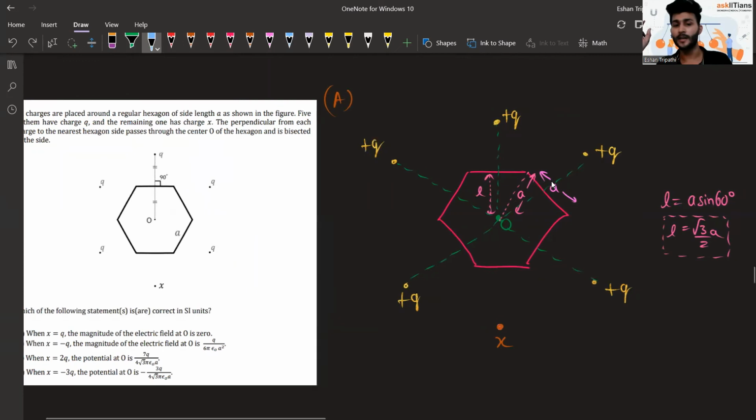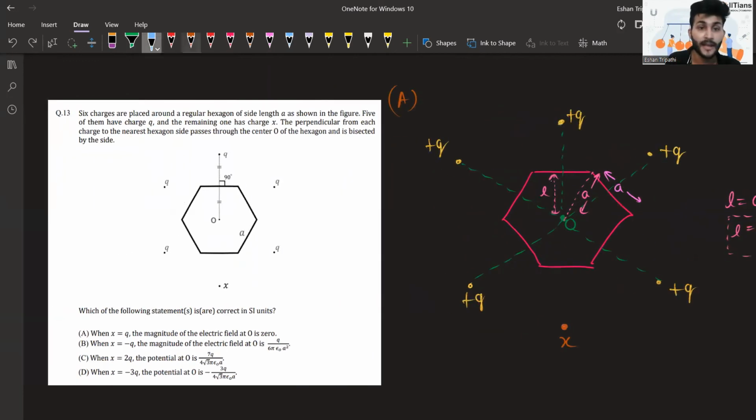So here we can now say in the question, sorry, what's given? It's given X is equal to Q. For the value Q, what is the electric field? Verbally, you can do it. If it's Q, everything is symmetric. Electric field will be 0 at rest. So this is correct. Electric field will be 0.